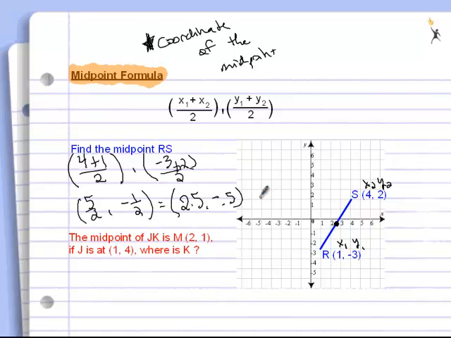And notice it gave me the coordinate. It gave me the exact location in space of the midpoint. And we could label it P. I mean, it doesn't really matter. We bisected RS using the midpoint formula.